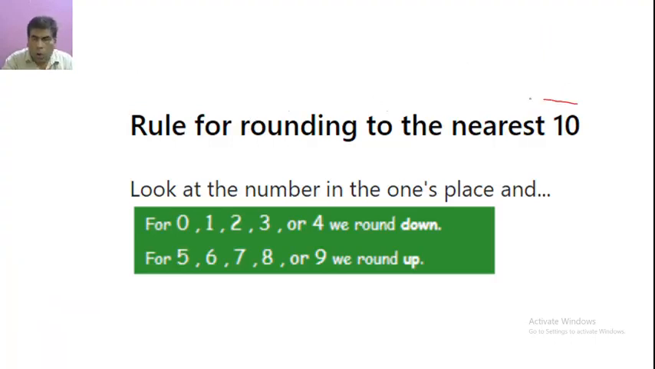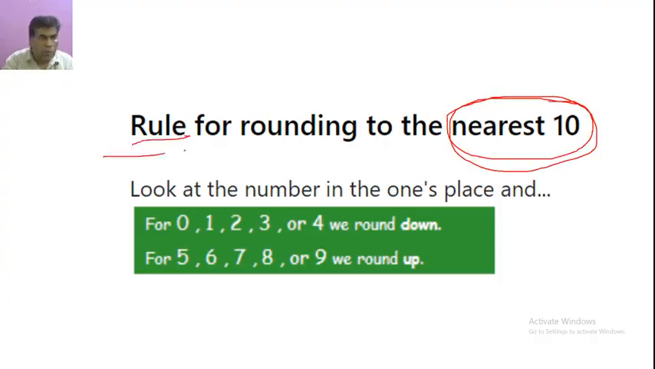So if we want to round off to the nearest 10, what is the rule? One rule we have to follow. What is the rule? In the ones place, if we have 0, 1, 2, 3, 4, then we have to round it down. In the ones place of the given digit, if we have 5, 6, 7, 8, 9, then we have to round it up.